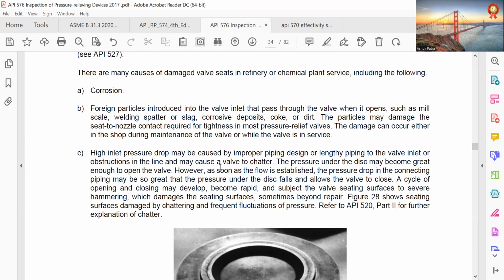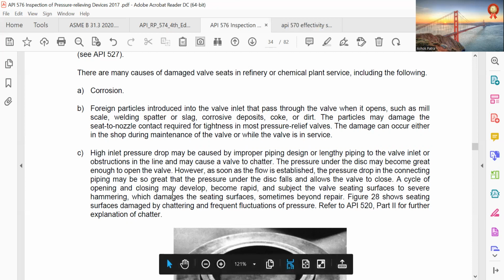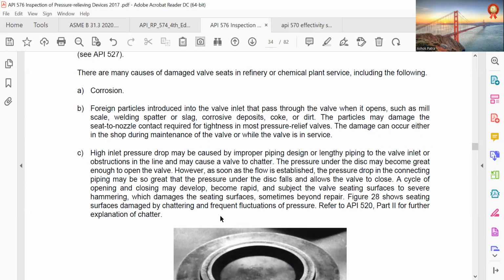High inlet pressure drop may be caused by improper piping design, lengthy piping to the valve inlet, or obstruction in the line, and may cause the valve to chatter. The pressure on the disc may become great enough to open the valve, but as soon as the flow is established, the pressure drop in the connecting piping may be so great that the pressure under the disc falls and allows the valve to close. The cycle of opening and closing may become rapid and subject the valve seating surface to severe hammering, which damages the seating surface, sometimes beyond repair.